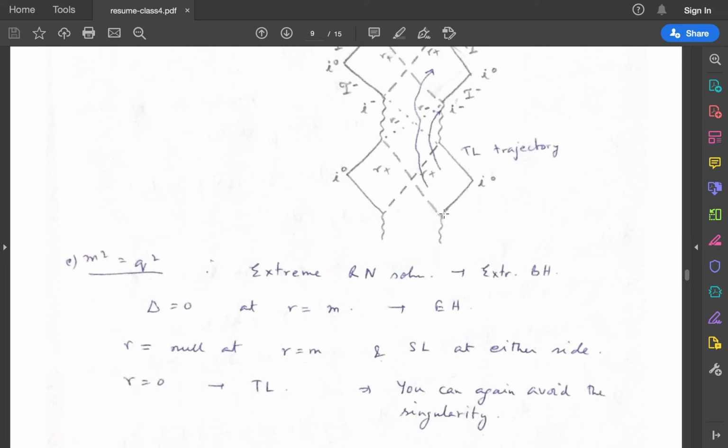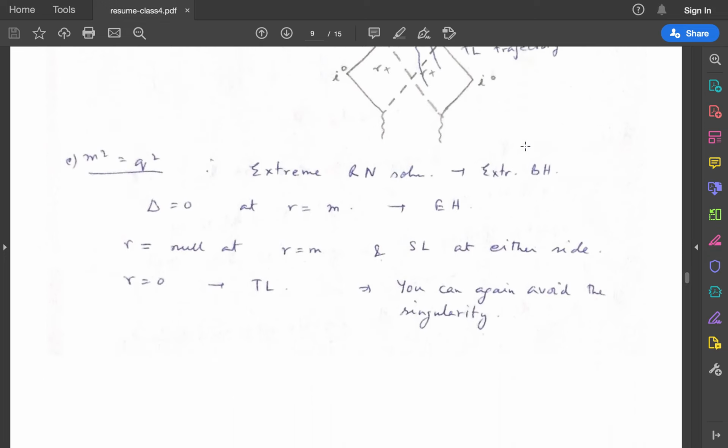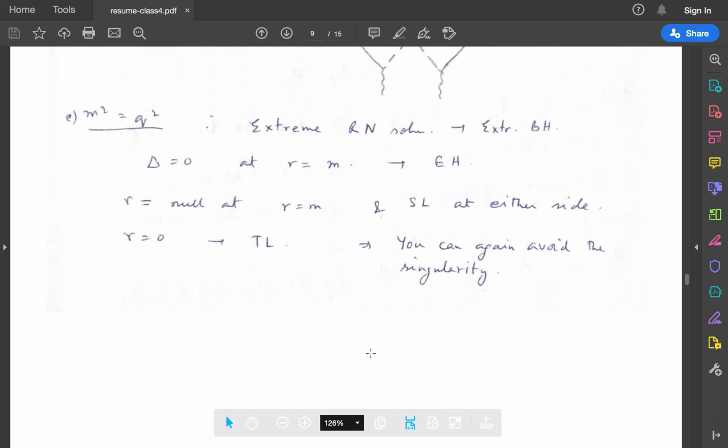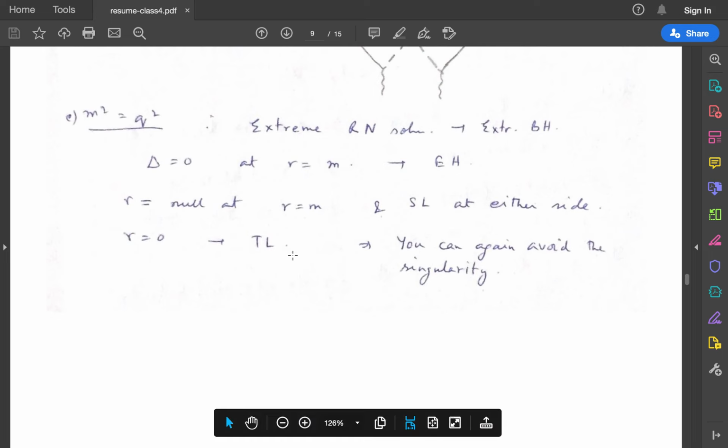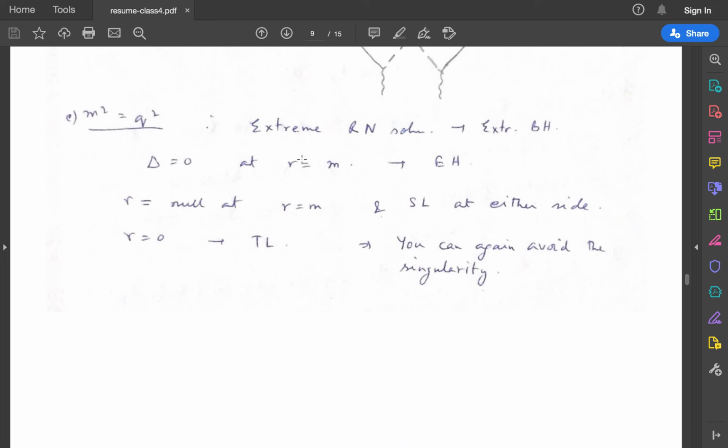Try to plot this diagram. You can avoid the singularity. That is the case. R equal to 0 is time-like. And r equal to m is null, and on either side the radial coordinate is space-like. So we can always avoid the singularity and proceed. So this is the interesting case of the charged black hole, the Reissner-Nordström black hole.